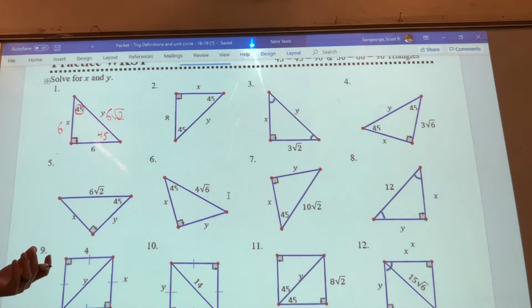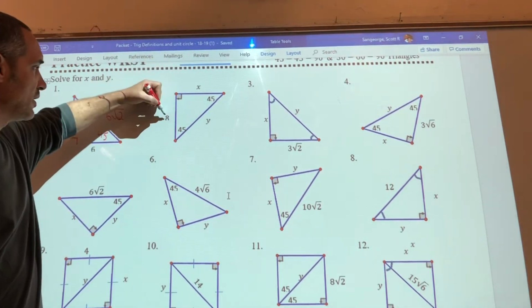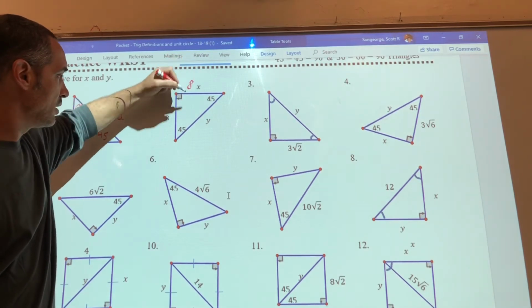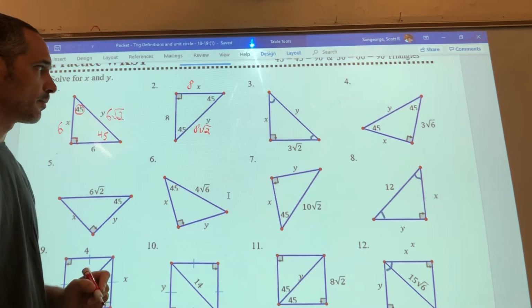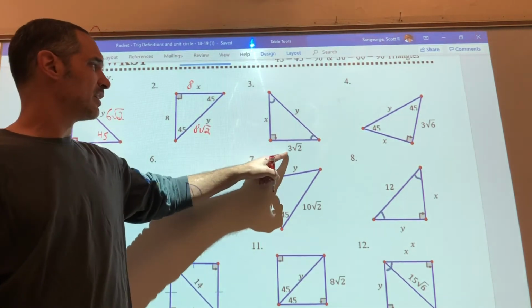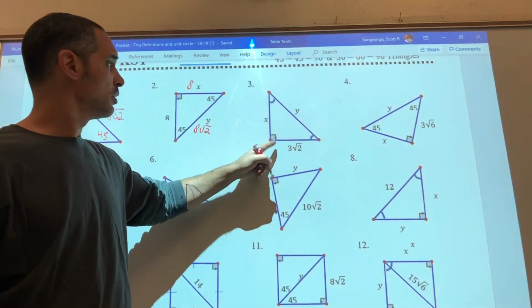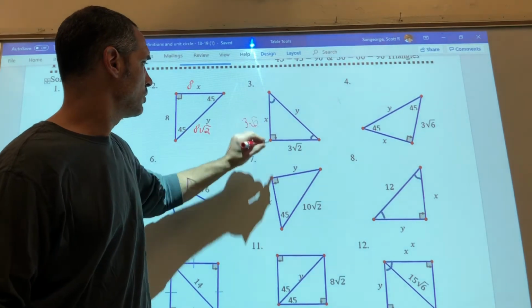If you use the Pythagorean theorem, you would end up with the same answer. Same idea here. If this is 8, that means that's 8. And this is 8 square root of 2. Over here, it's the same situation. So this is 3 square root of 2.